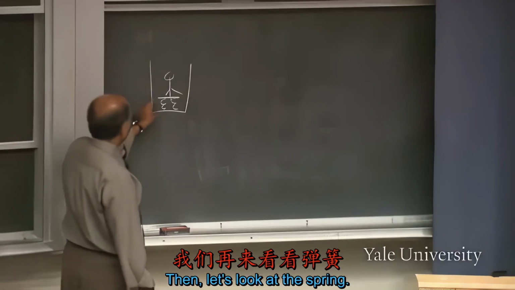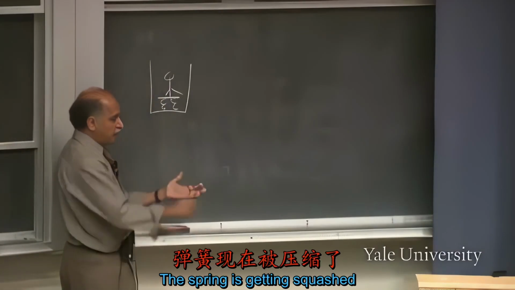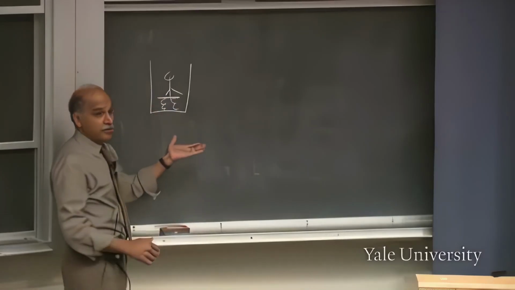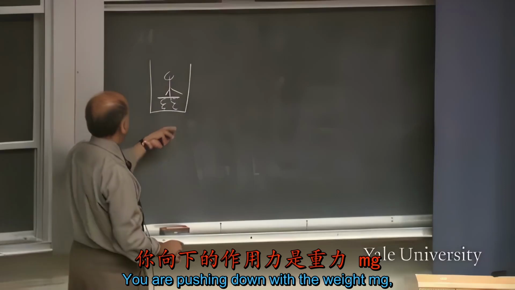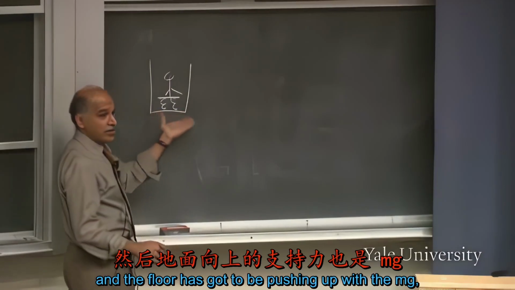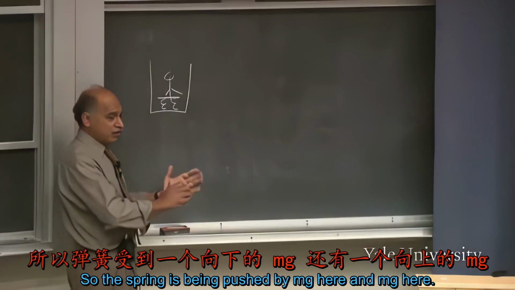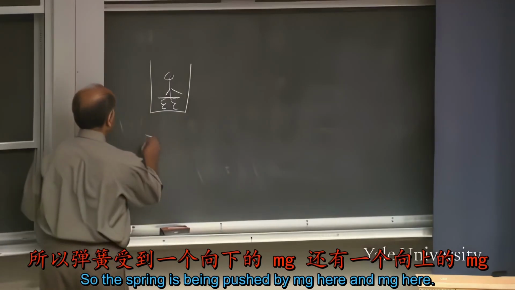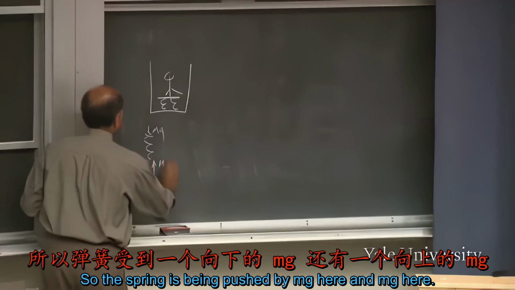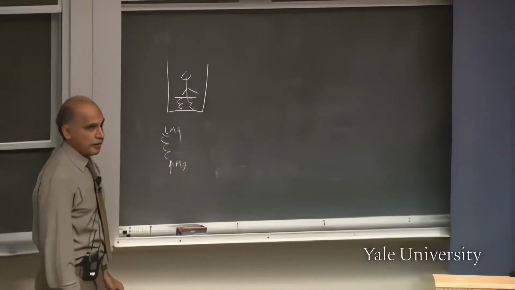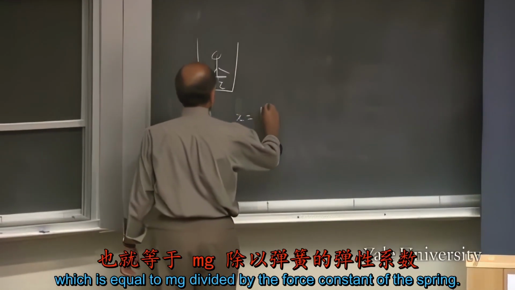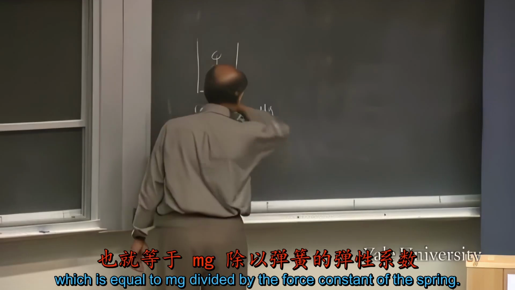Then let's look at the spring. The spring is getting squashed because you're pushing down and the floor is pushing up. You're pushing down with the weight mg, and the floor has got to be pushing up with mg because the spring is not going anywhere. So the spring is being pushed by mg here and mg here. Therefore, it will compress by an amount x, which is equal to mg divided by the force constant of the spring.